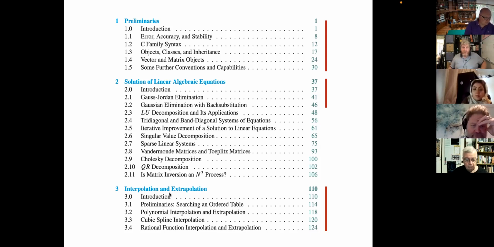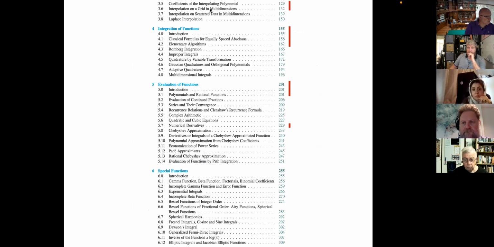Interpolation and extrapolation, crucially important. I think we use that all the time. All that is, if I know the value of a function at a certain finite number of points, how do I find the value in between those points? There are some very basic ways of doing that. Cubic spline interpolation is one of the most important ones.